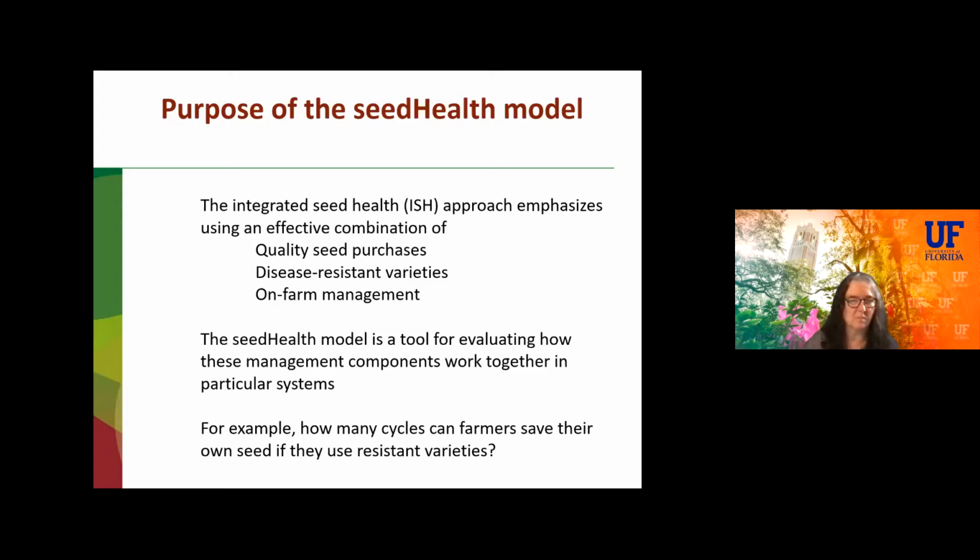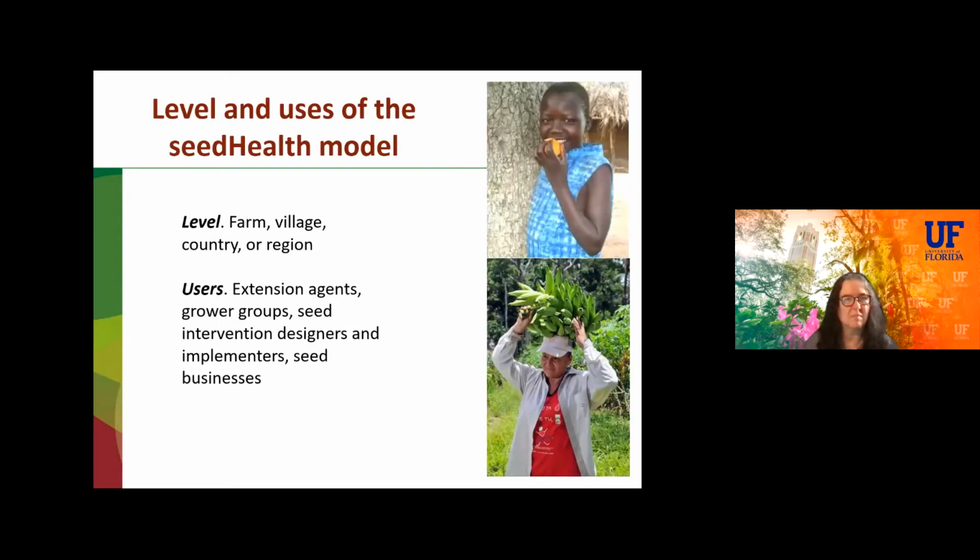So if we understand seed degeneration and the process of seed degeneration, then we can start to understand how often farmers will need to purchase seed versus saving their own seed. So the seed health model can be used to evaluate seed health at a small scale, like a farm, or at a country or region as well. As long as we have the data to evaluate the different regions, we can consider any level with it.